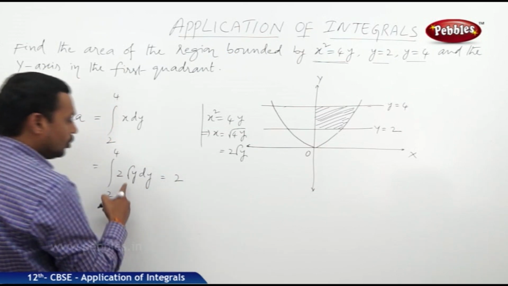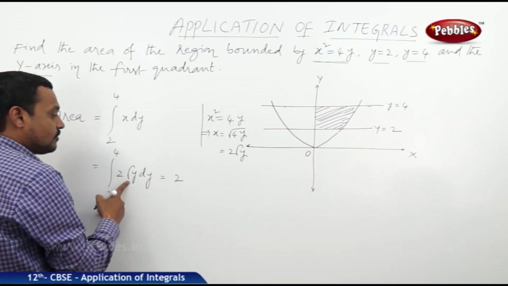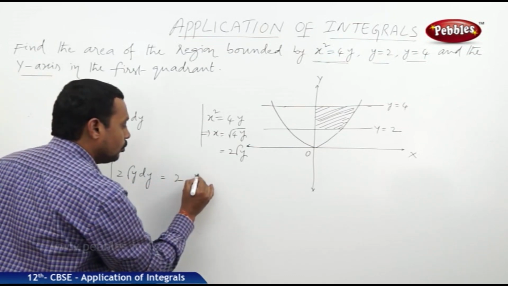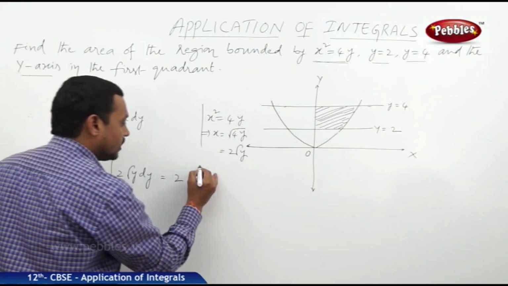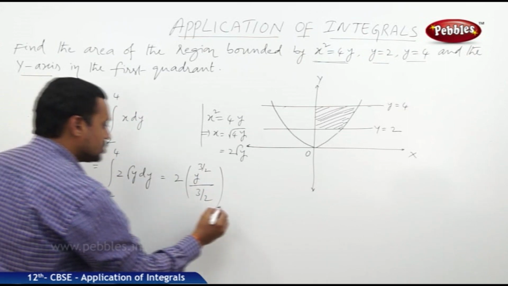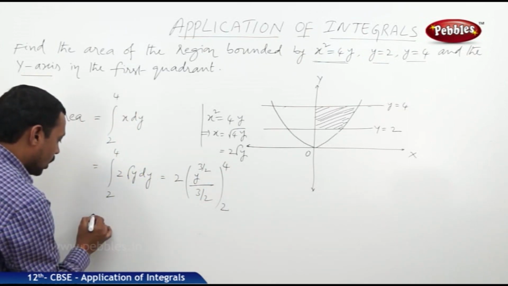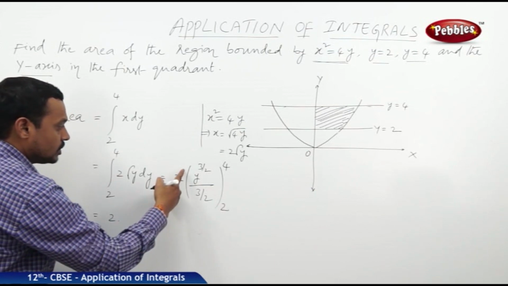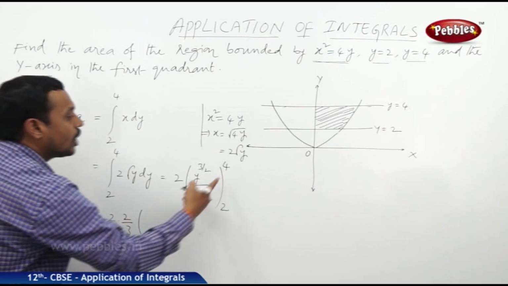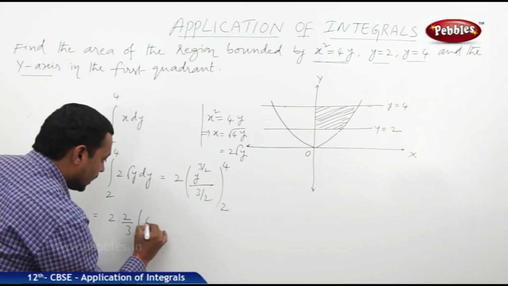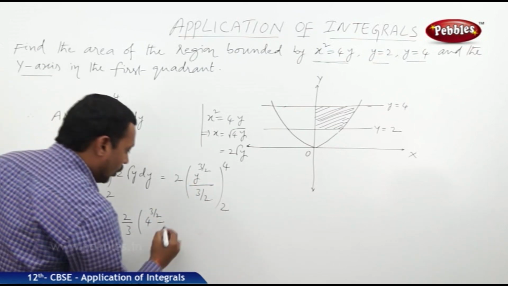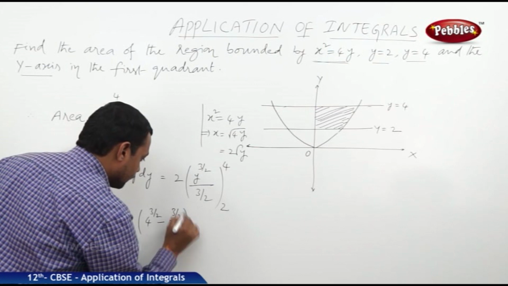Now 2 into root y, root y means y power 1 by 2. The integration of y power 1 by 2 is y power 1 by 2 plus 1, that is 3 by 2, divided by 3 by 2, between the limits 2 to 4. Now this is 2 into 1 by 3 by 2, which is equal to 2 by 3, and now substitute the upper limit first, that is 4 power 3 by 2, minus the substitution of the lower limit, that is 2 power 3 by 2.